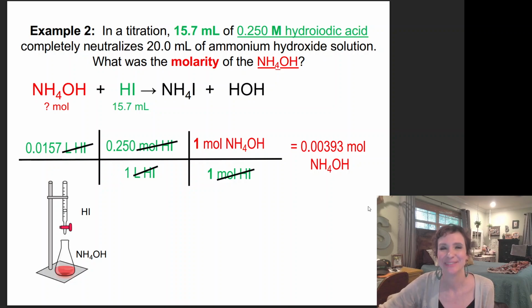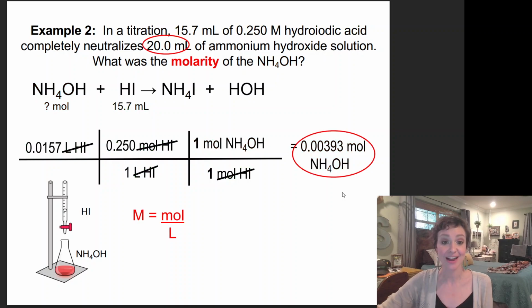You're like, what do I do? They wanted me to solve for the molarity. Well, yes, molarity, you guys, is moles divided by liters. I just solved for the top number. Well, where am I going to get the bottom number? Where am I going to get the liters of the ammonium hydroxide to find the molarity of the ammonium hydroxide? Isn't that in the problem? I told you that it neutralized 20 milliliters of ammonium hydroxide. Oh, I got everything I need.